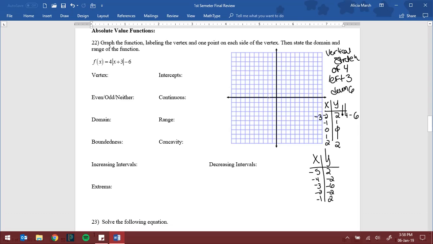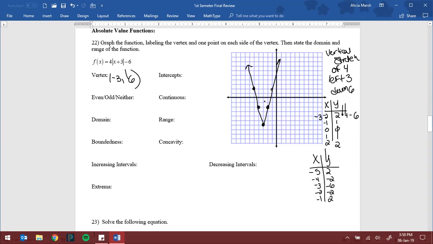So let's go ahead and graph that. 1, 2, 3, 4, 5. 1, 2, -4, -2, and -3, -6. 1, 2, 3, 4, 5, 6. And these guys are going to go right here. Like that. Pretty answer. There we go. My vertex then is -3, -6. That's the dot in the middle.